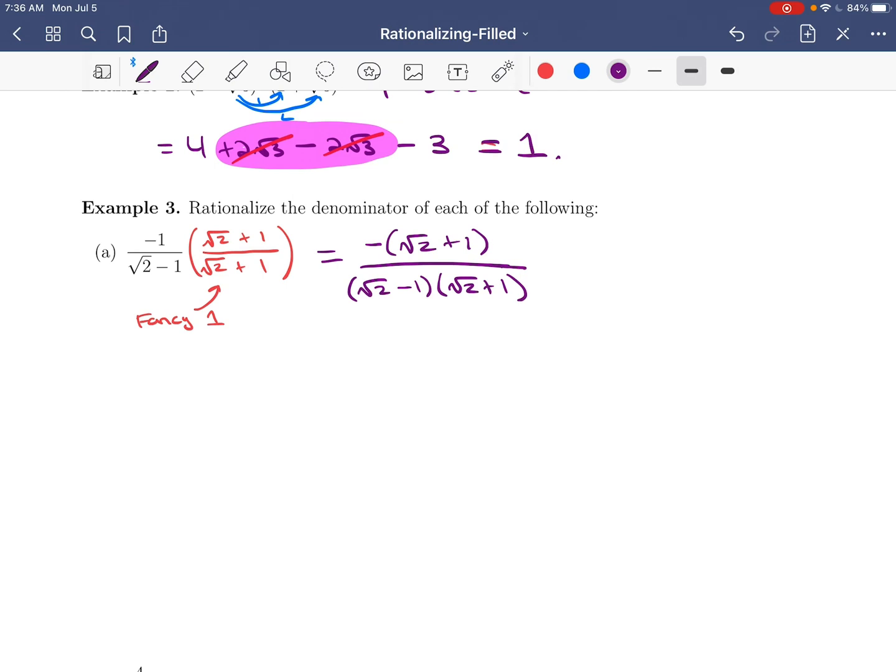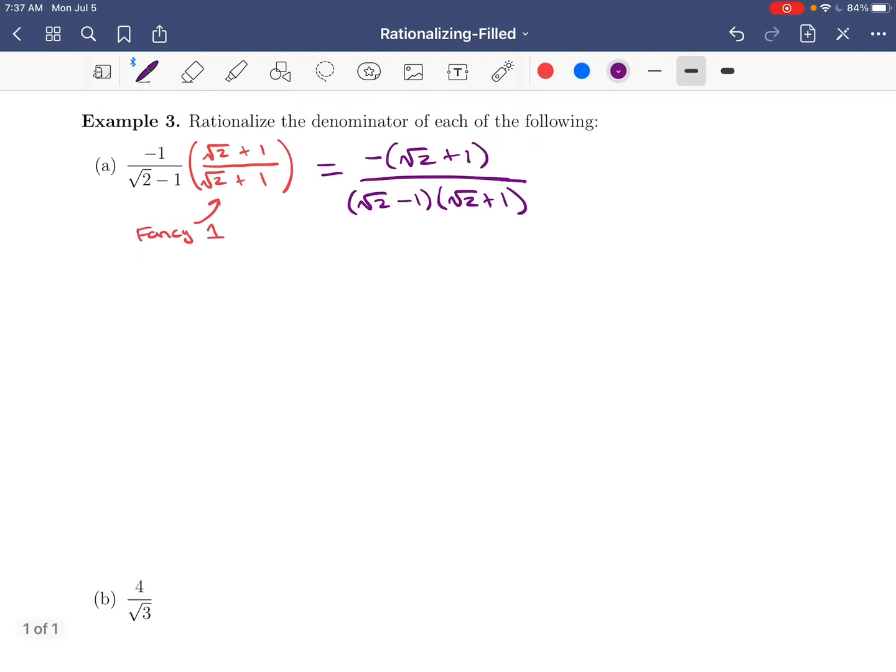Okay, now you don't have to always write all the steps here. I'm going to talk about that after. Okay, so on the top, it's going to be negative root 2 minus 1. And on the bottom, the first ones is root 2 times root 2.